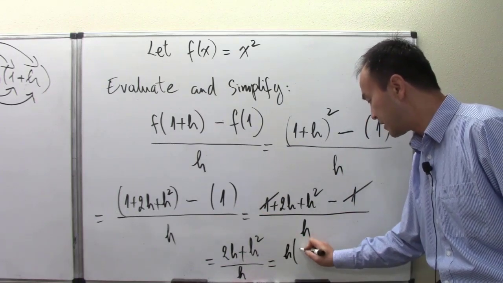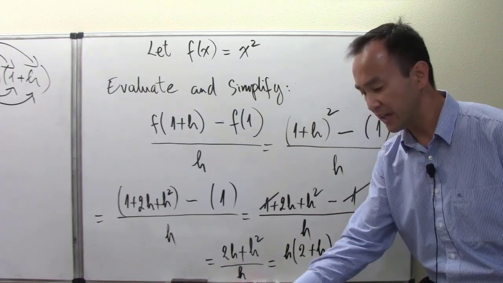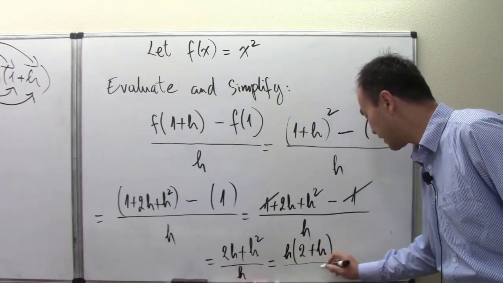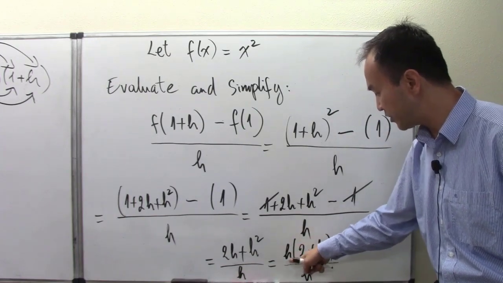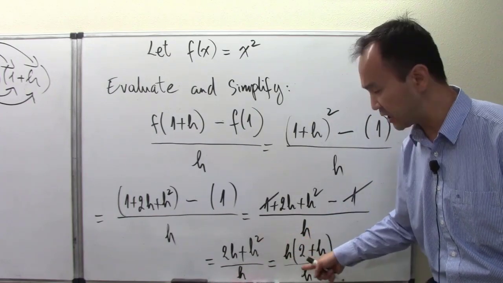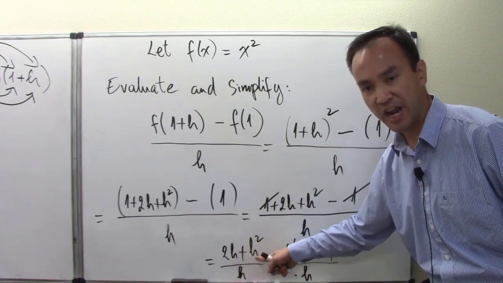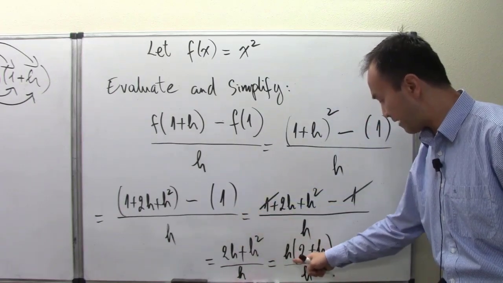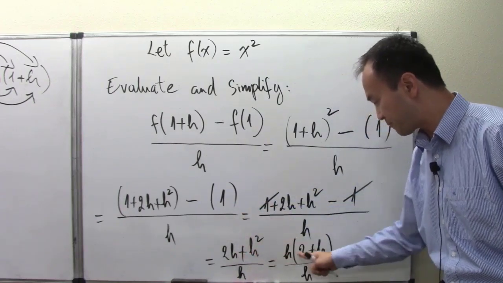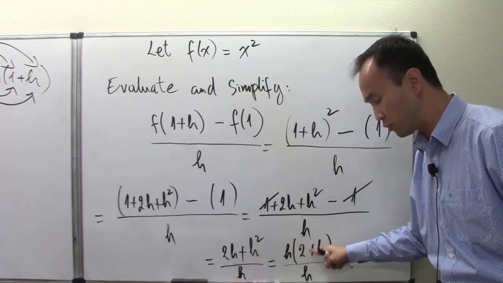So h in parentheses 2 plus h, and then we're still looking at divided by h. Okay, so the only action I've made so far is to factor out that common factor h throughout my two terms in the numerator. After factoring out that common factor h, I produced h times, in parentheses as a group, 2 plus h.